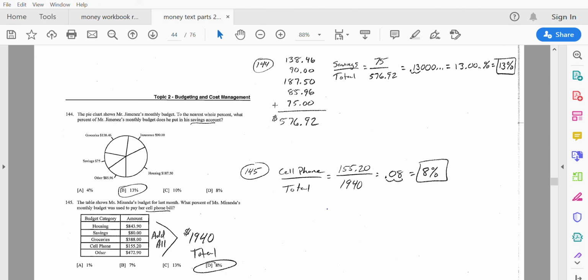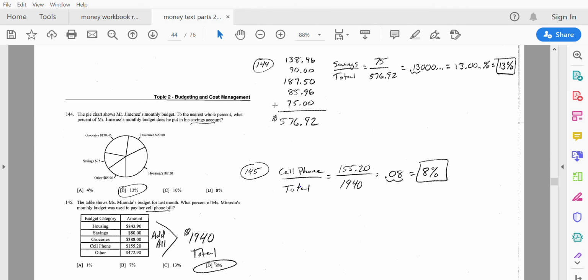Okay. And the last one for objective 33, again, we basically only have two types of problems here. We have a pie chart one and a regular chart. Again, we have a monthly budget. It says what percent the monthly budget was used to pay for her cell phone. Okay, so cell phone is right here, $155.20. So that is the top number.